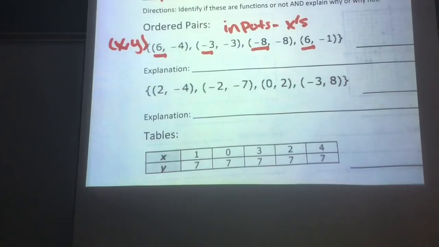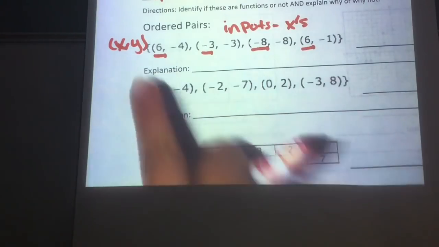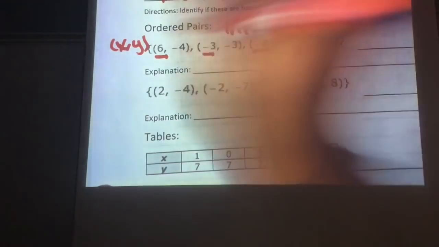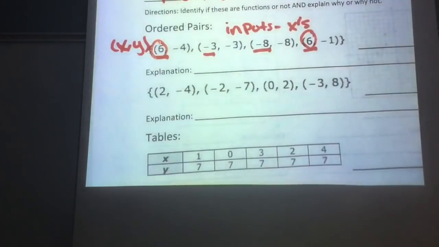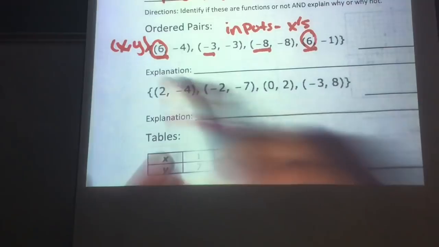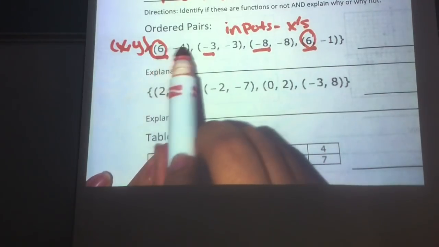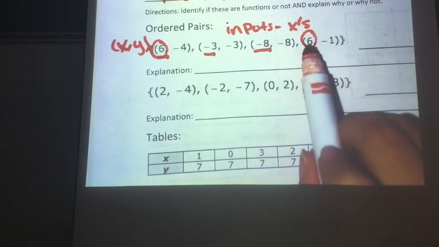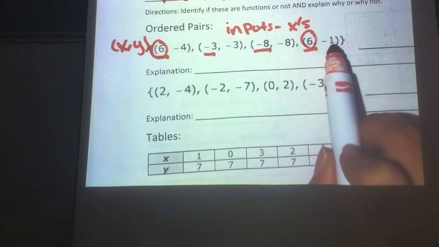So I want to see, does each one of these inputs only give me one output? Basically, does each x only come out once? If I look here, I have 6, -3, -8, and 6. These two repeat, so I need to check to see, are these x's giving me two different outputs, or two different y's? Here, my input of 6 gives me the output of -4, okay? And over here, 6 also gives me the output of -1.